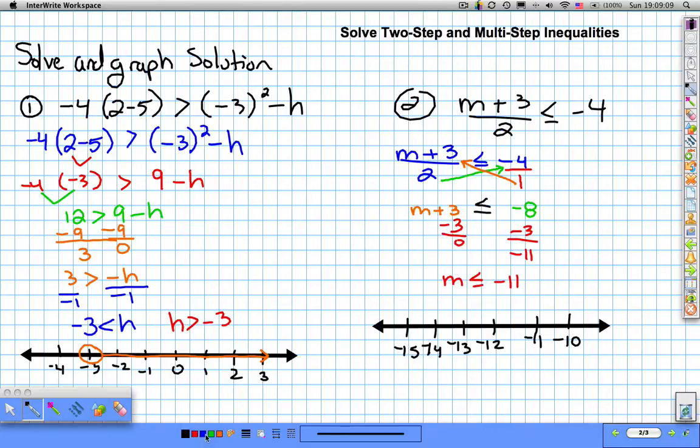So n is less than or equal to negative 11. Since it's less than or equal to, we're going to have a closed circle on negative 11, and then the graph goes to the left.